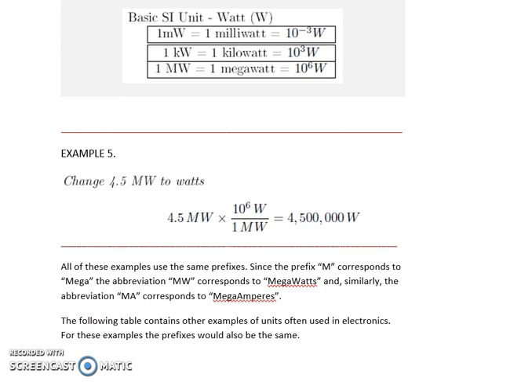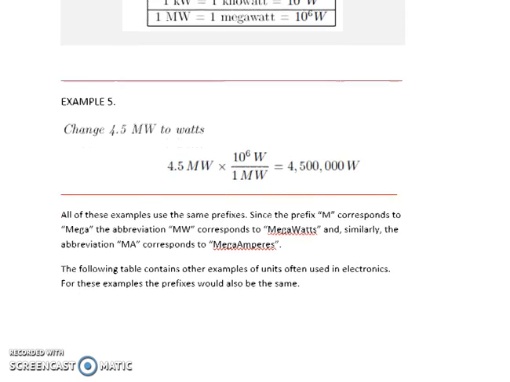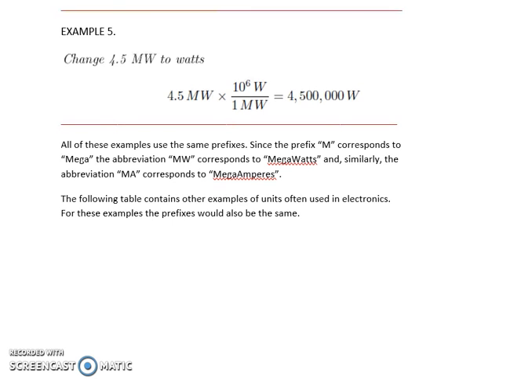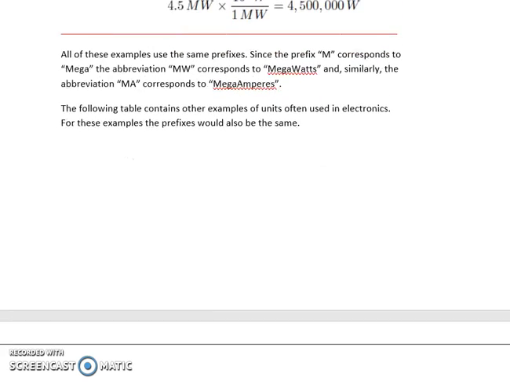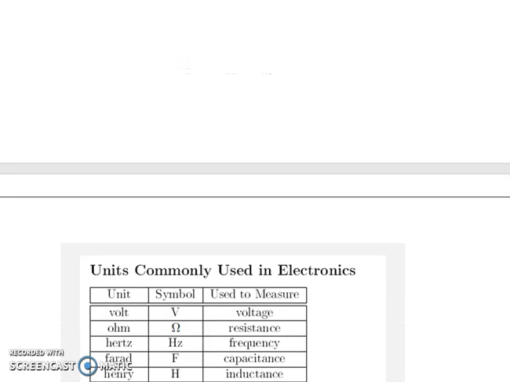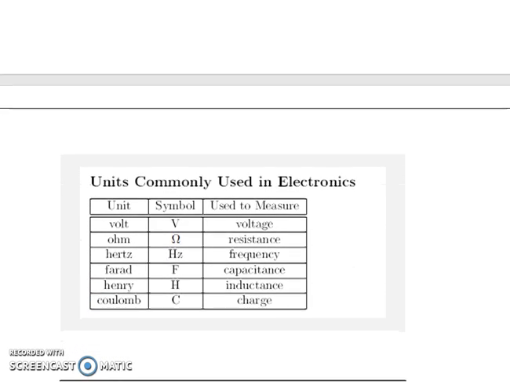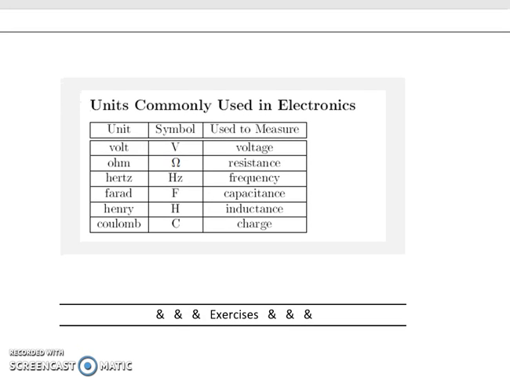All of the examples use the same prefixes. Since the prefix capital M corresponds to mega, the abbreviation capital M capital W corresponds to megawatts. And similarly, the abbreviation capital M capital A corresponds to mega amperes. The following table contains other examples of units often used in electronics. For these examples, the prefixes would also be the same. So here are a few other examples.